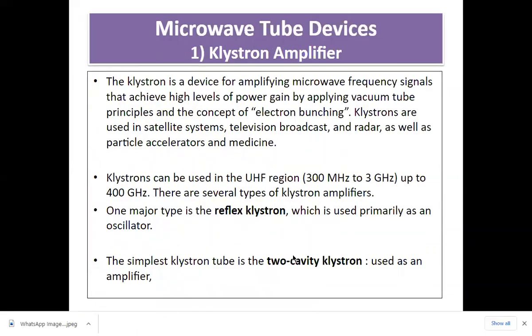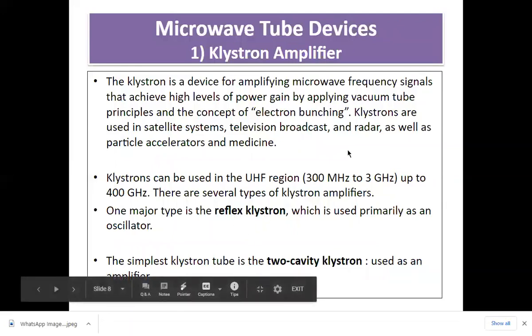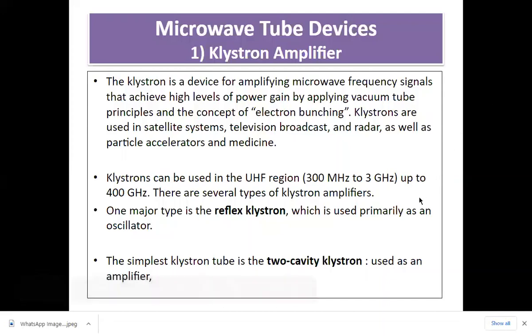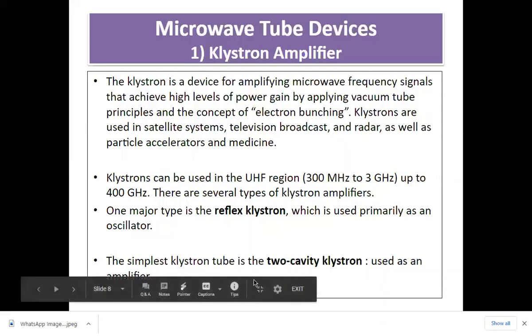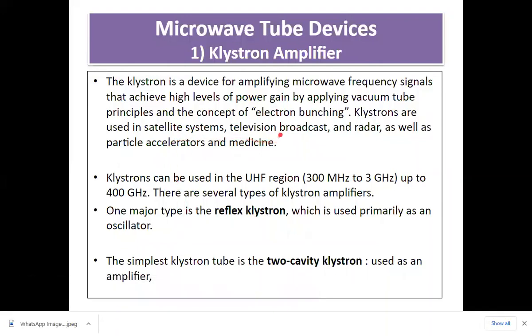First, we discuss microwave tube devices, the klystron amplifier. The klystron is a device for amplifying microwave frequency signals that achieves high levels of power gain by applying vacuum tube principles and the concept of electron bunching. Klystrons are used in satellite systems, television broadcast and radar, as well as particle accelerators and medicine. A klystron can be used in the ultra-high frequency region up to 400 GHz.